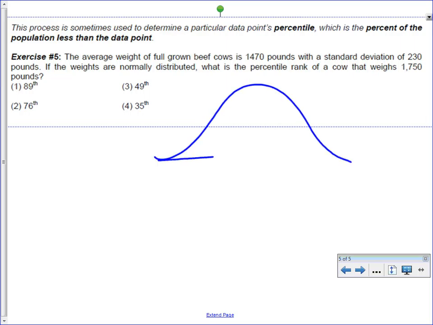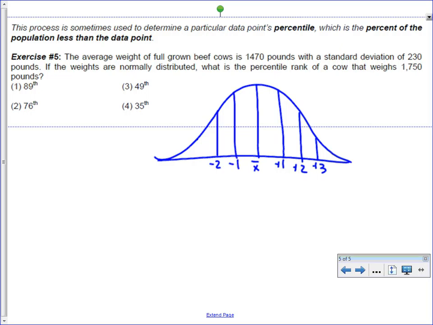So I'm going to use my curve. What's really important is that you have an idea of what percentages go where in this curve. I know that what goes in the middle is my mean, and then I'm going to put in 1 standard deviation above, 2 standard deviations above, 3 standard deviations above, and the same things for below.